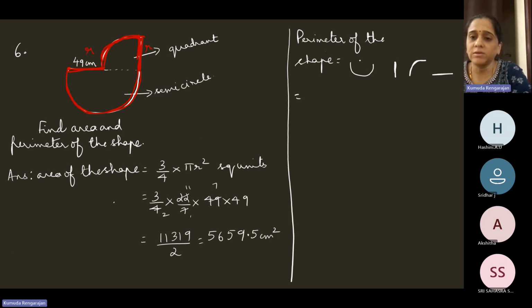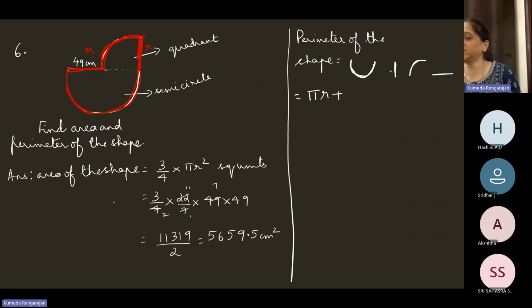Now tell me, what's the formula to find the length of a semicircle? Pi r. Because what's the total length? 2 pi r. 2 pi r is the full length of a circle. Perimeter is 2 pi r. Okay, circle perimeter 2 pi r. So semicircle will be 2 pi r by 2, which is pi r.